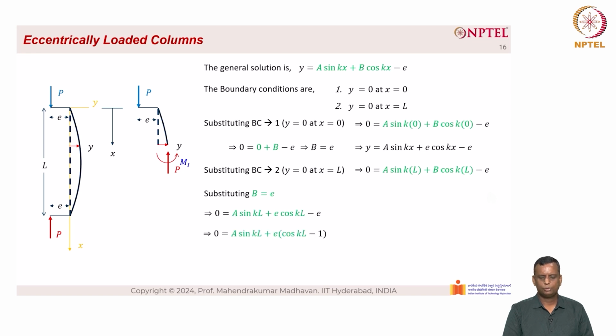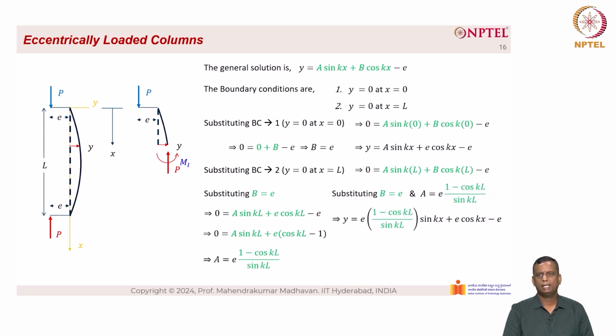We have 0 equal to a sin kl plus e into cos kl minus 1. So this gives rise to the value a equal to e into 1 minus cos kl by sin kl. Substituting b equal to e and a equal to e into 1 minus cos kl by sin kl, we had the general solution y equal to e into 1 minus cos kl divided by sin kl into sin kx plus e cos kx minus e.